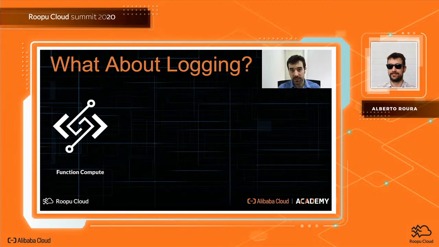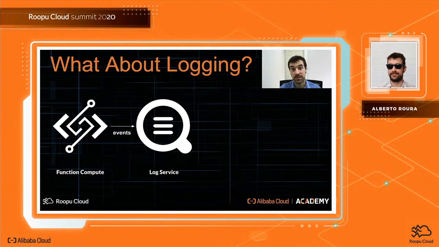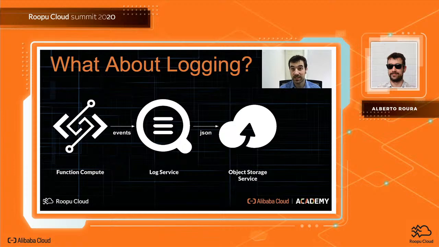One, the logic gets executed in function compute, Node, Python, PHP, which Alibaba Cloud also supports in function compute, so you can have serverless PHP natively. Two, the function compute sends the events to the log service, as we saw before, and then the log service stores JSON files in the object storage service.